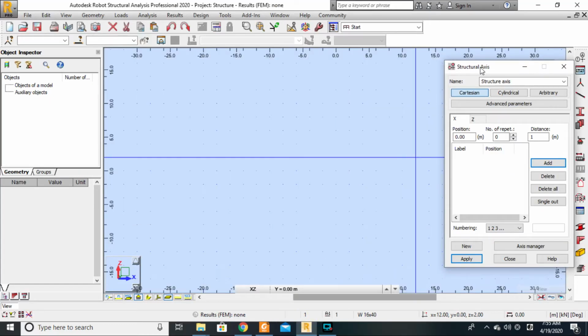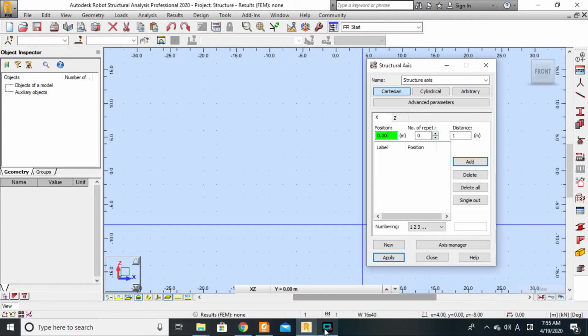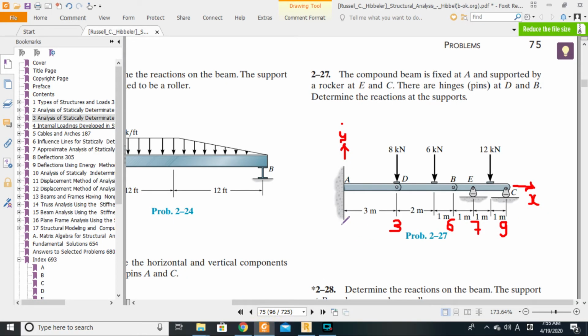So what are we saying? We want position 0 first of all to add, because the first point is at position 0. Right here, that's where A is found.